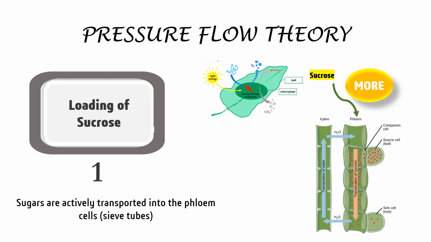First comes the loading of sucrose. In the source region, sugars, when produced through photosynthesis in the leaf, are actively transported into the phloem cells, the sieve tubes. This process requires energy and results in a high concentration of sugars in the phloem.